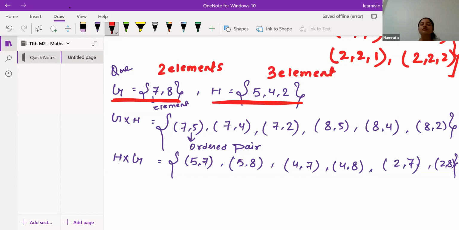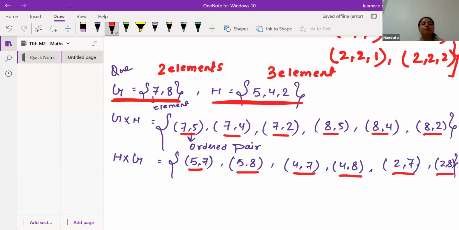let's see how many elements are there. 1, 2, 3, 4, 5, 6. 6 elements are there. Similarly, when we are finding the Cartesian product of H cross G, let's see how many elements are there. 1, 2, 3, 4, 5, 6. That means the number of elements gets multiplied whenever we count them.